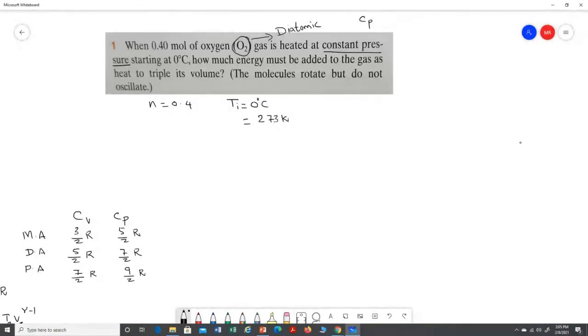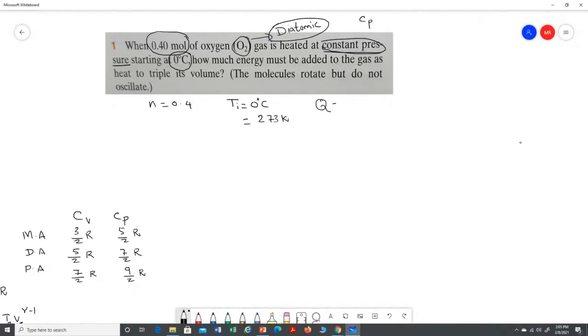273. Very good. So you are going to calculate the energy. The condition given is constant pressure, and the type of the molecule is given. It is a diatomic molecule. From the formula, we came to know these things. And how many moles are you going to take? 0.4 moles. And what temperature do they give? The initial temperature is 0 degrees Celsius. When you convert to Kelvin, this becomes 273 Kelvin.